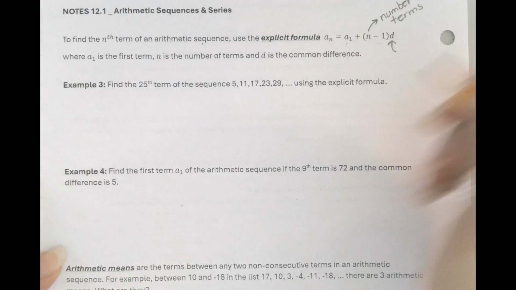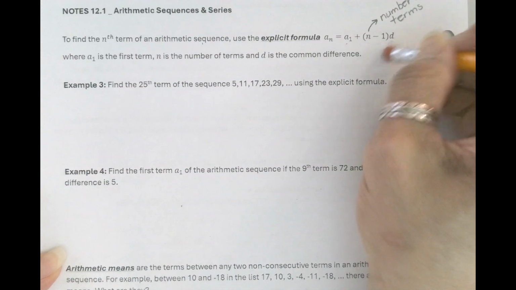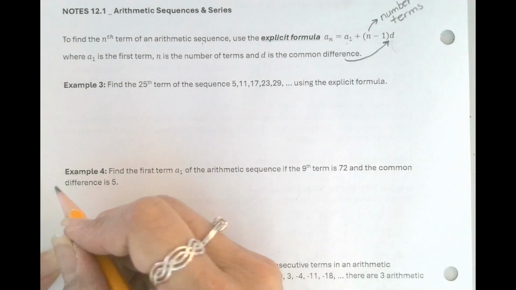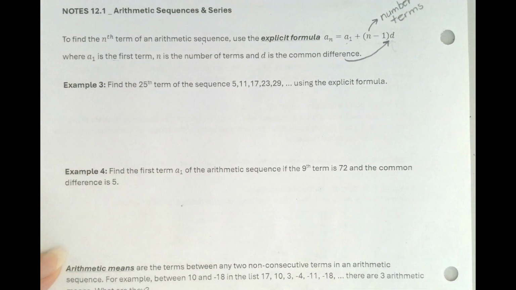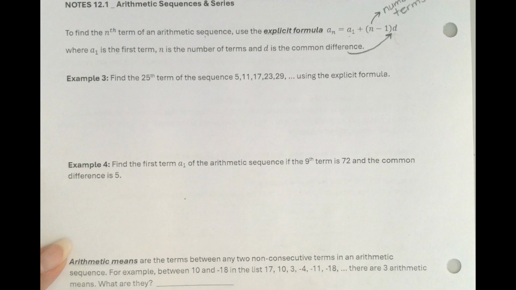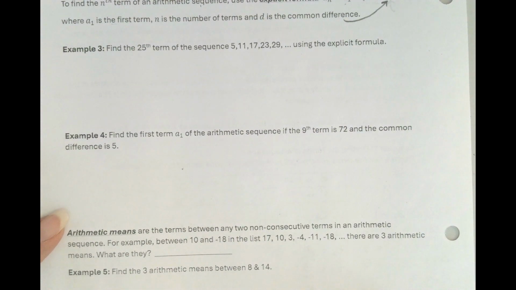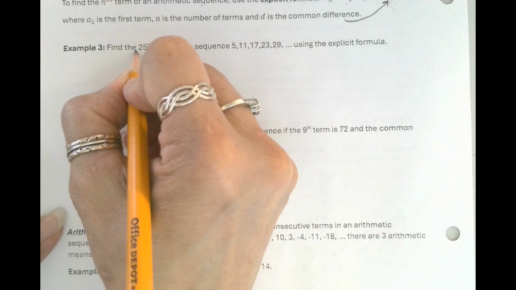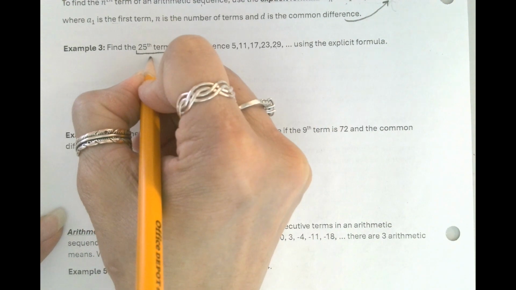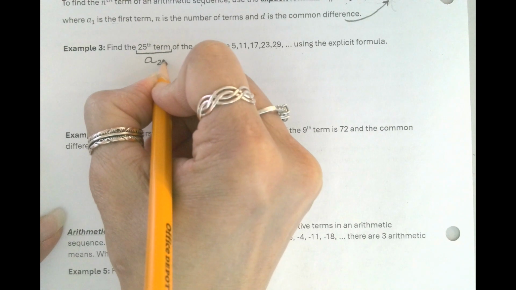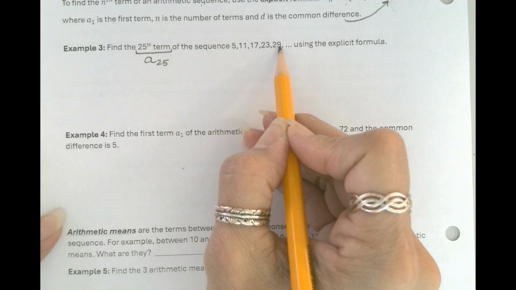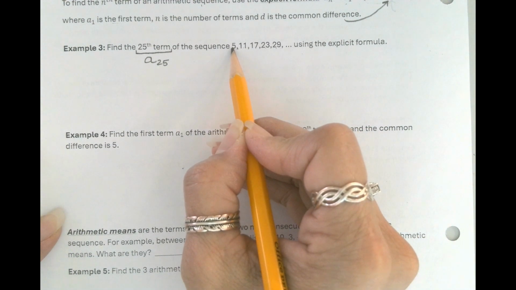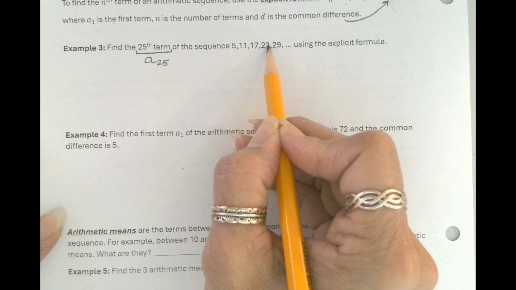D is the, well, actually, I'm just going to use the already typed out common difference. And A1 is your first term, okay? So let's look at example 3. They want us to find the 25th term of this sequence of numbers, okay? So the 25th term is A sub 25. I see a list of numbers, 5, 11, 17, 23, 29. I've been given A1, A2, A3, A4, and so forth.